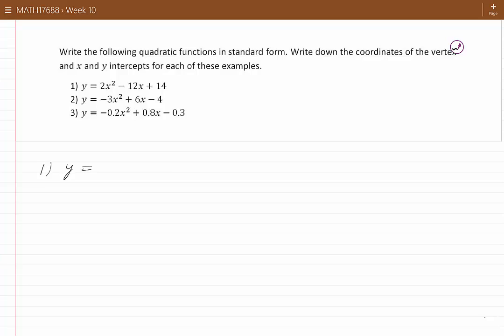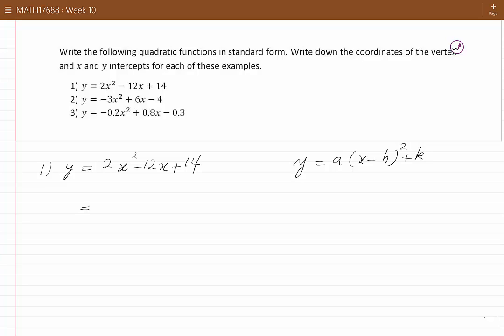Y is equal to 2x squared minus 12x plus 14. To put this in standard form means to put this into the form y is equal to a(x minus h) to the power of 2 plus k. As you can see, in the standard form there is no linear term anymore. There is only a quadratic term involving x. To do this, there is a procedure that I will follow for all the three examples.